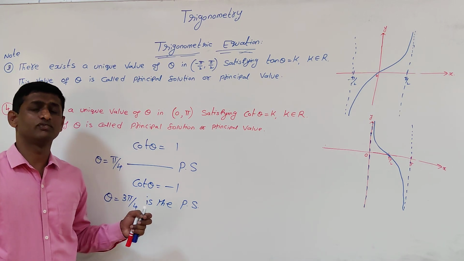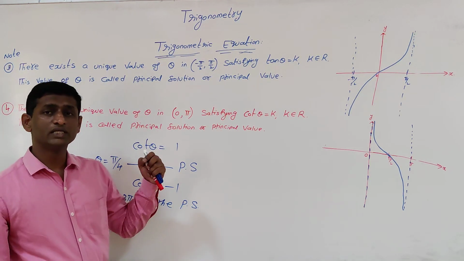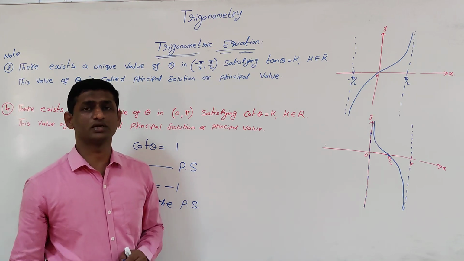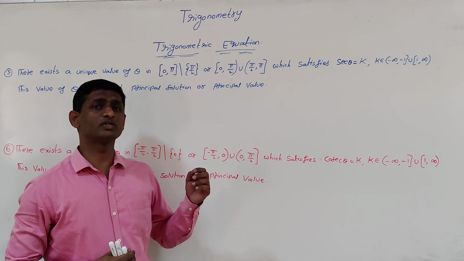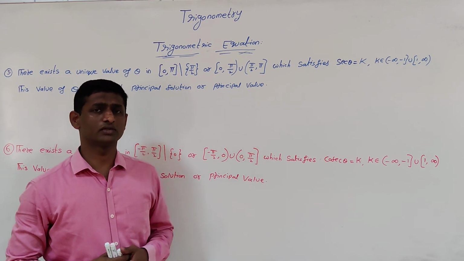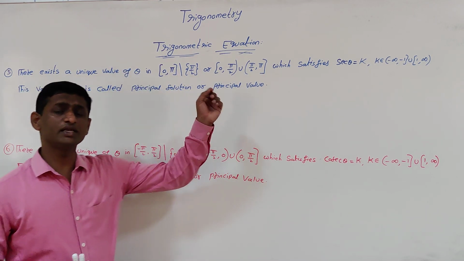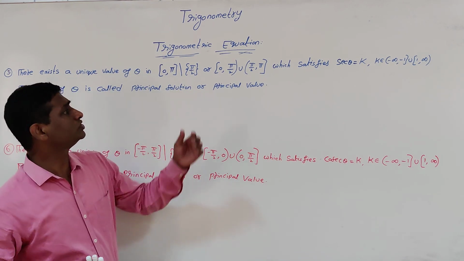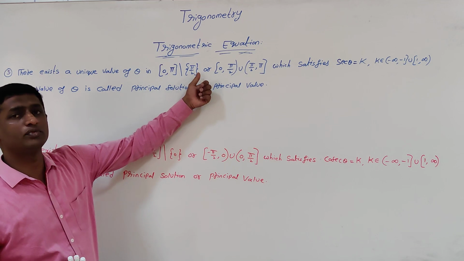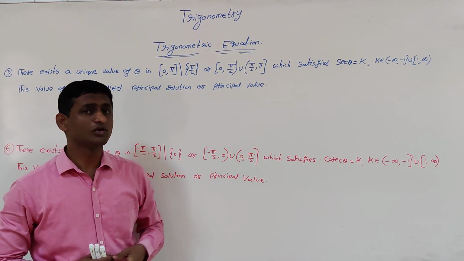So like this, we'll go for principal solutions for secant theta as well as cosecant theta. What is the principal solution for secant theta is equal to k? As secant theta is also not a bijection, we restrict our domain from 0 to pi except pi by 2, because secant theta is not defined for pi by 2.